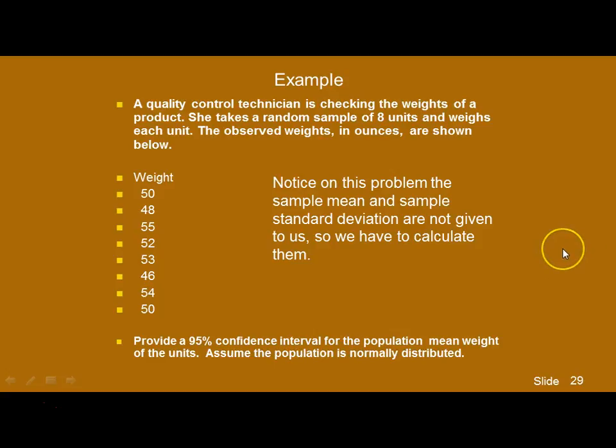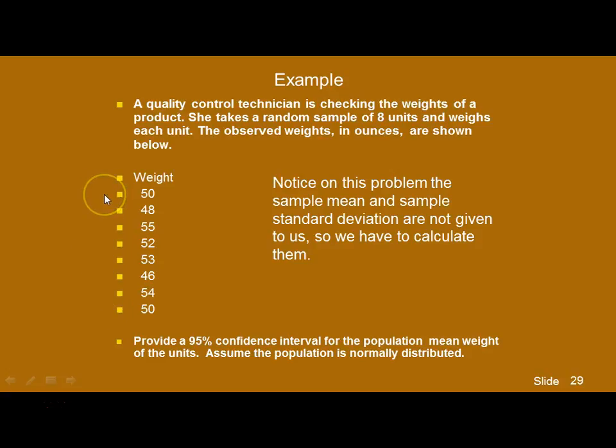Let's do one more problem that's going to be a little bit different than the ones we've done before. A quality control technician is checking the weights of a product. She takes a random sample of 8 units and weighs each unit. The observed weights in ounces are shown below. So here's the sample of 8 measured weights.